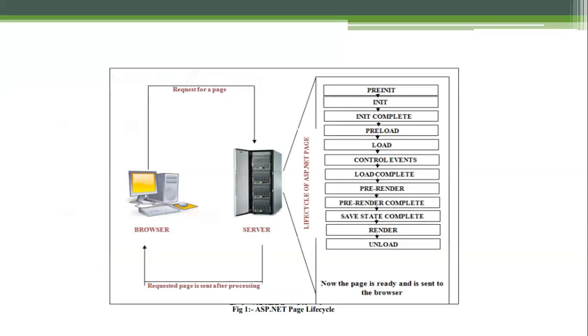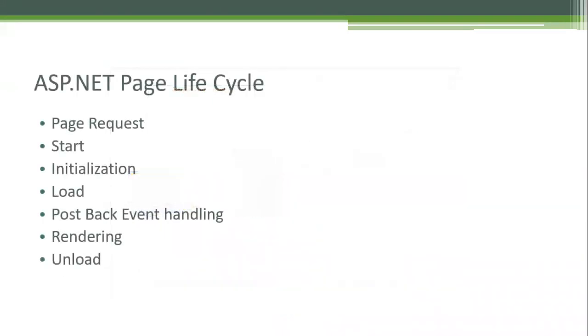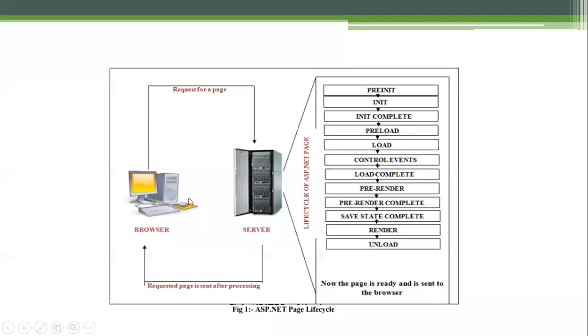So next, coming to life cycle events. Under each stage there will be some events like page request, start, initialization, load. Under each stage we will have these events, like pre-init. This event will be raised after the start stage is completed and before the initialization stage begins. Use this event for the following purposes. One, to check whether the request is a first request or a post back request. Second, to create and recreate controls dynamically. Third, to set the master page dynamically. Fourth, to set the theme properties. So we can use this pre-init method.